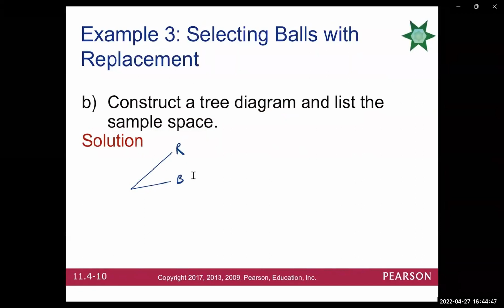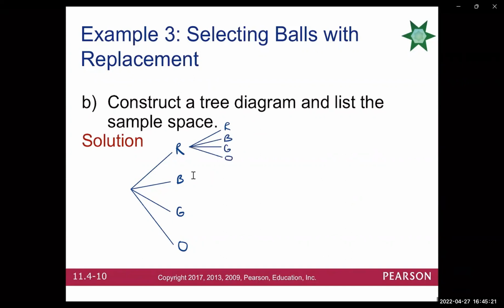blue, green, orange. And then for the second round, because there's replacement, what could be the possibilities after you grab a red? Red, blue, green, orange. Yeah, it's just going to be the 4 colors all over again, because you can replace the ball back in there. So you can get another red, or you can get a blue, or you can get a green, or you can get an orange.